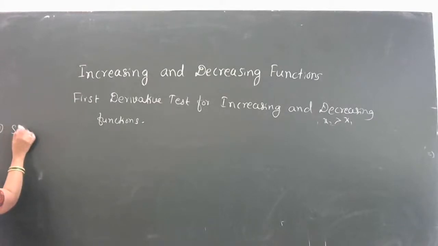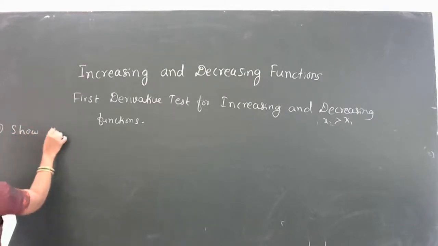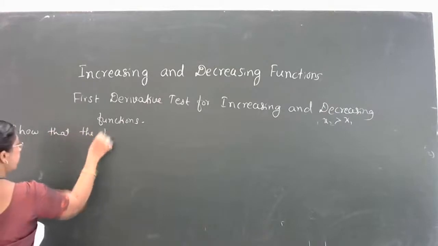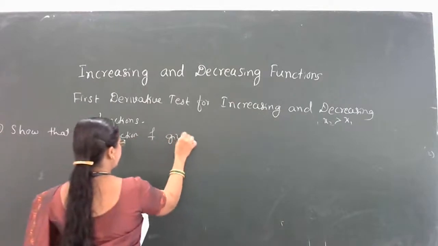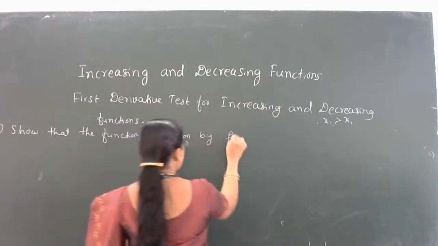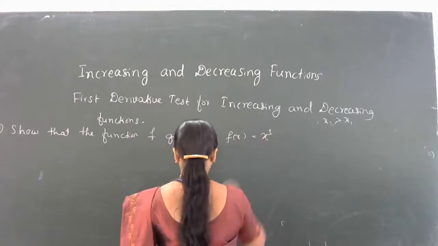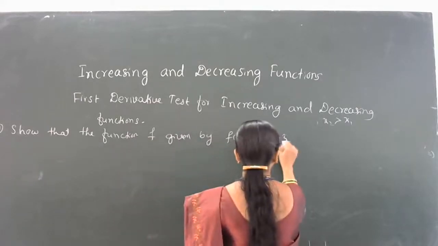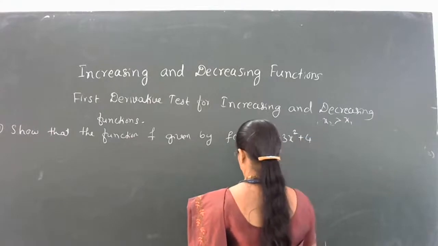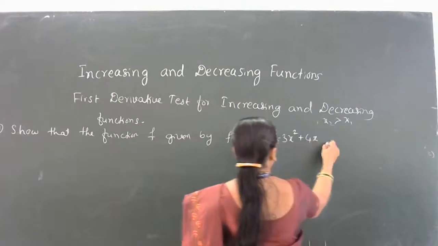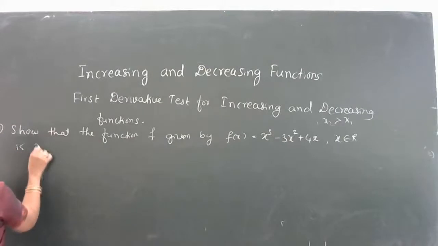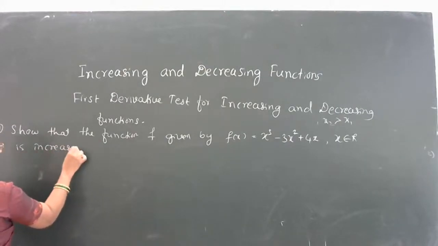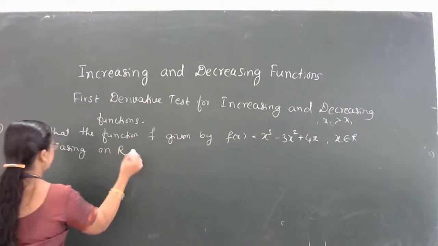First one, show that the function f given by f of x equal to x cube minus 3x square plus 4x, x belongs to R, is increasing on R.